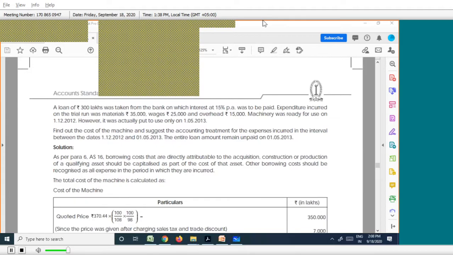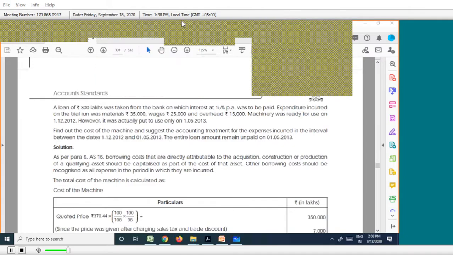Correct? What is this trial run actually? What do you mean by trial run? The machinery was ready for use on 1/12/2012. What is the meaning of trial run? Any idea about trial run? Demo. Testing. Someone has mentioned demo. Testing. What else? Please share your views.